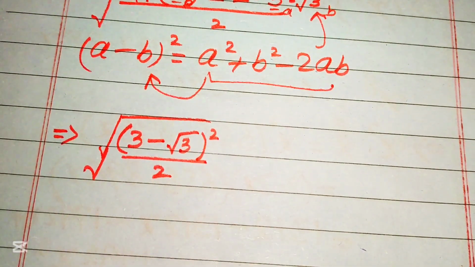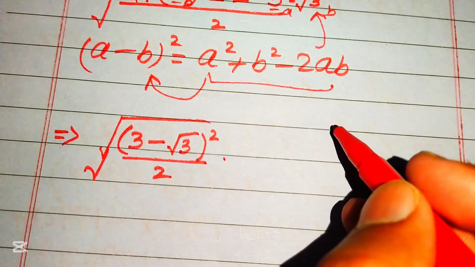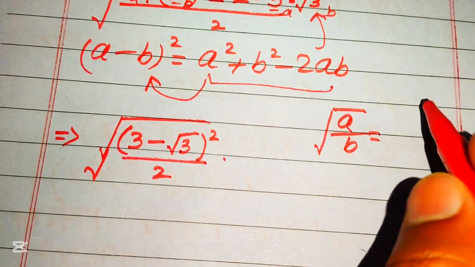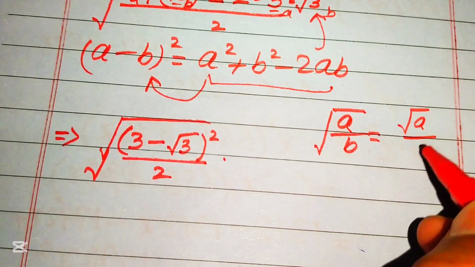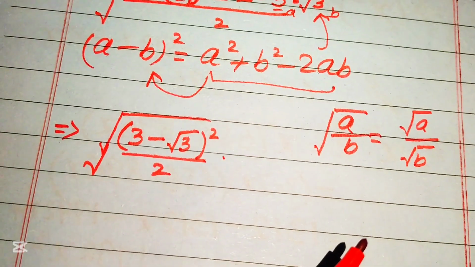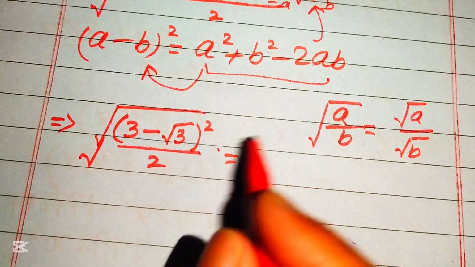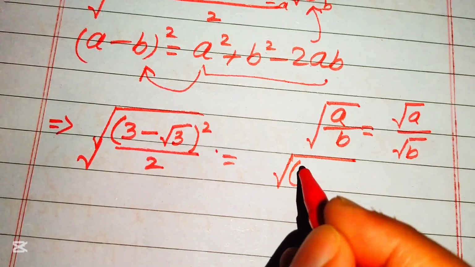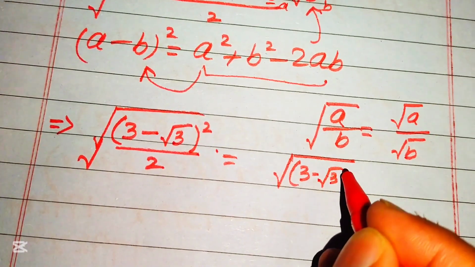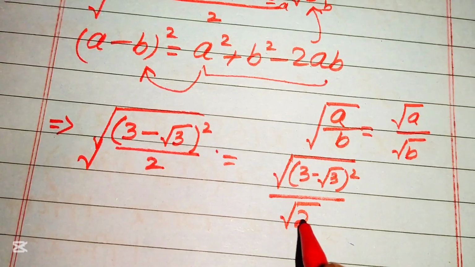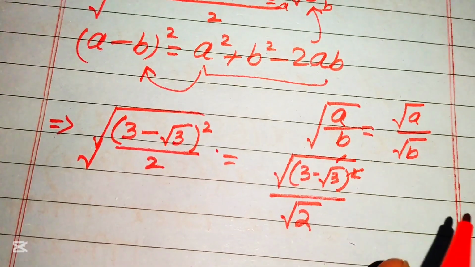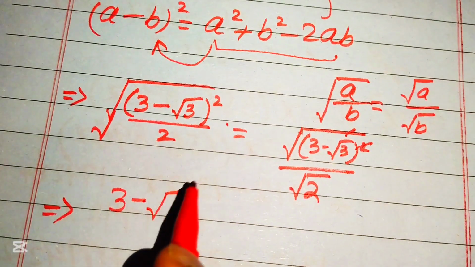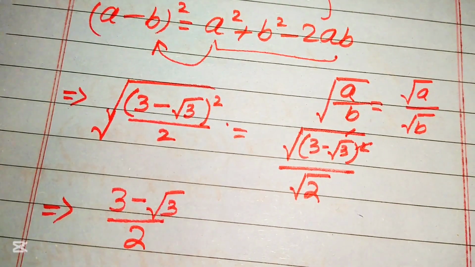Okay, so in the next step here, we need to apply this radical law. If you have a over b and its whole square root, we write it as square root of a divided by square root of b. It means that we need to apply this square root separately on both of these terms, and it will be written as square root of (3 minus square root of 3) whole squared divided by square root of 2. So you see here, the square and square root are gone, and we obtain here 3 minus square root of 3 divided by square root of 2.